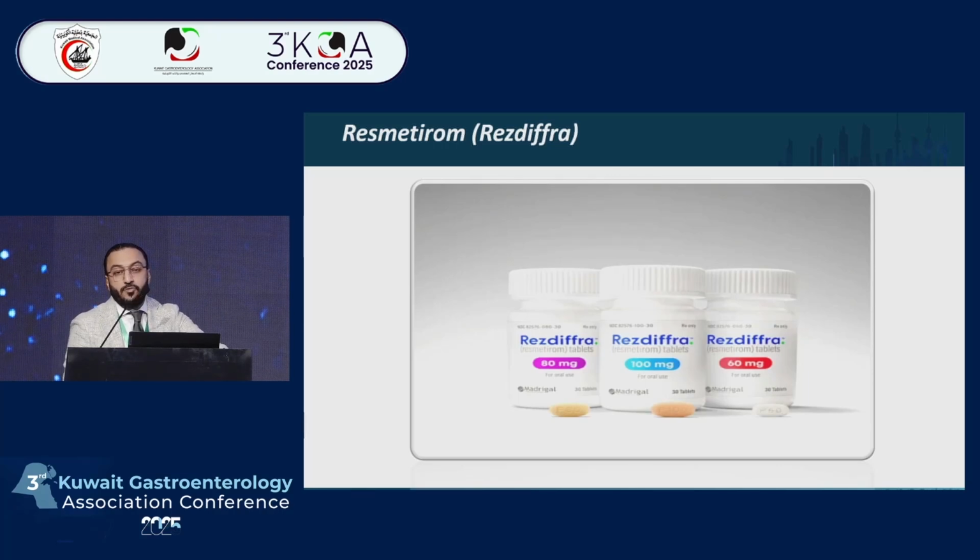We have 3 doses based on the weight of the patient. Above 100 kg, we give 100 milligram per day, 1 tablet. For patients below 100 kg, we give 80 milligram once daily. The 60 milligram is for patients on clopidogrel, Plavix, because there is a major interaction with clopidogrel. Also, for patients taking cytochrome 2C8 inhibitors, the recommendation is to give 60 milligram.